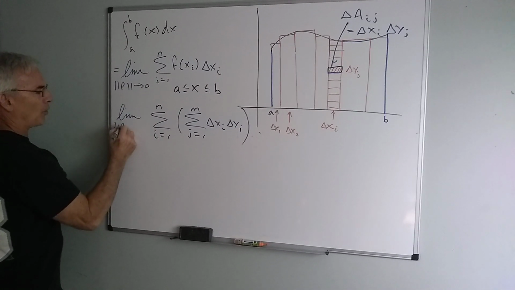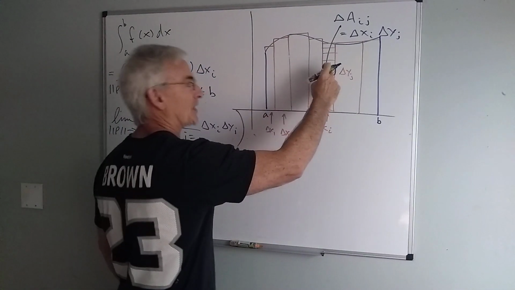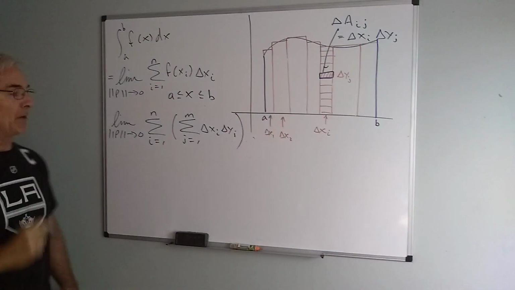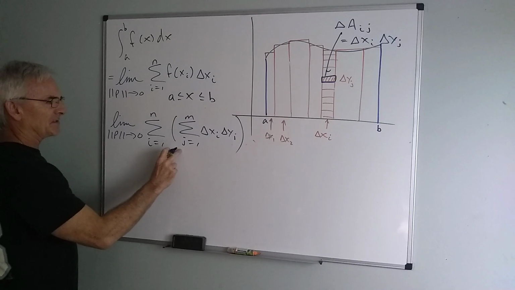If I look at it this way, then what would the limit in this case be? In this case, the norm of the partition for this problem here would be the largest such area. Before it was the largest width, now it's the largest area because we've changed the setting.